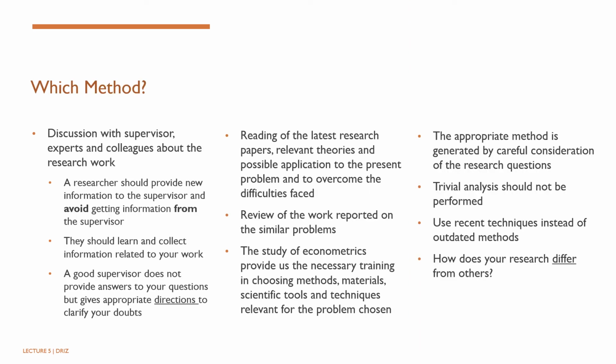For most students, the question of which method often comes to mind as well. Here are several tips. Have a discussion with your supervisor or experts and colleagues about your research work. A researcher should be able to provide information to the supervisor and avoid just getting information from the supervisor. They should learn and collect much information related to their work to be able to give good feedback. A good supervisor does not provide answers to your questions, but gives appropriate directions to clarify your doubts. Read the latest research papers, relevant theories, and possible applications to the present problem and to overcome the difficulties faced. You may also review the methods used by similar research in the past.